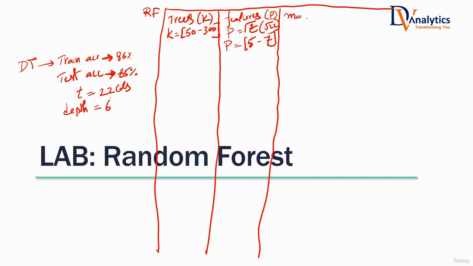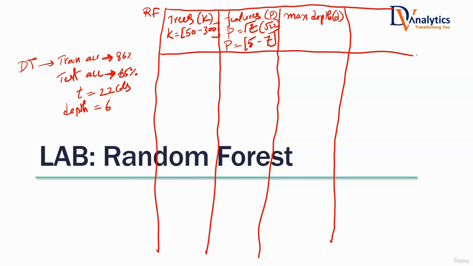Then there's one more parameter that we need to set, that is max depth. This is the depth of every decision tree inside the random forest. Now, let's say K equals 300. Isn't it impossible to go to each and every tree and start finding the optimal max depth? Theoretically, it is impossible, isn't it?